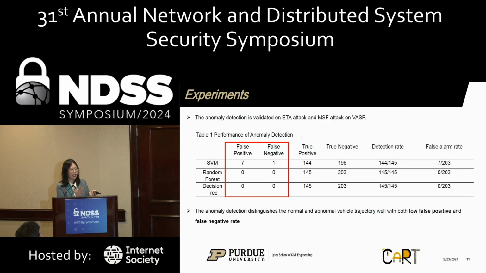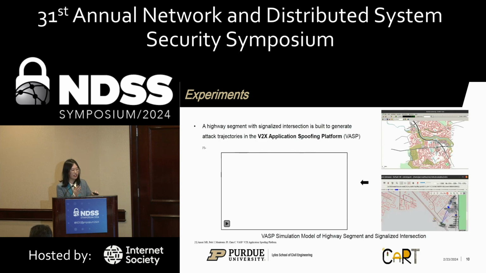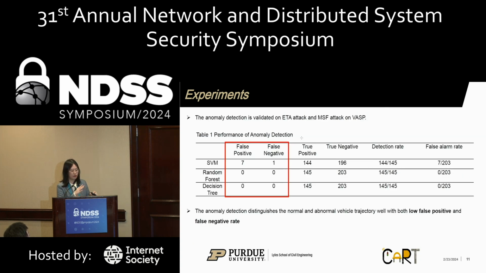We are implementing the MSF attack on the VASP platform, so the vehicle will first be guided to fluctuate around the lane center and then gradually deviate from the road, which is similar to the original multi-sensor fusion attack. So we implement these attacks on VASP and collect the attack trajectories to validate our proposed anomaly detection framework. The result indicates that the anomaly detection framework can distinguish well between the normal and the abnormal vehicle trajectories, with both low false positive rate and low false negative rate.